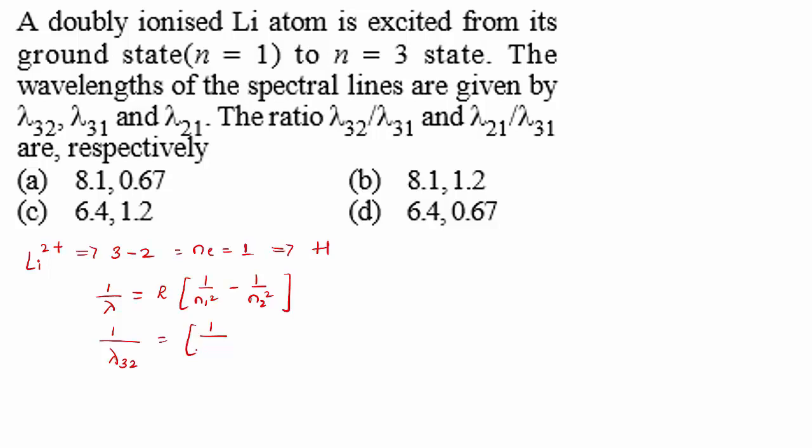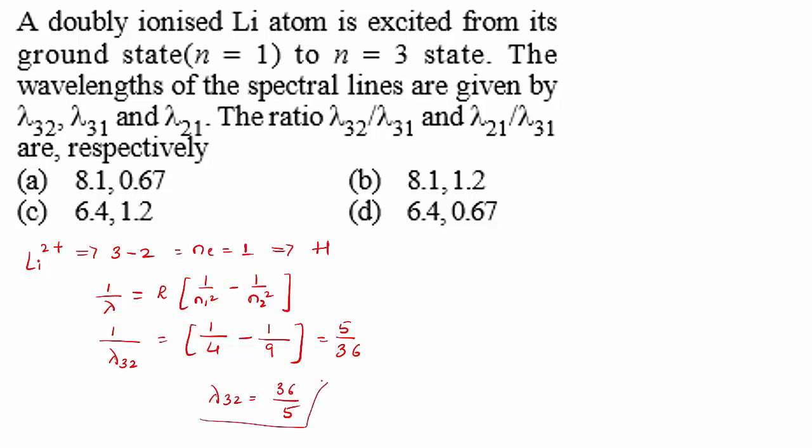3 to 2 means how to write the equation? The initial value n1 is 2. 2 square will be 4, minus n2 value is 3, so 3 square is 9. 1 by 4 minus 1 by 9. Calculate this value, we will get 5 by 36. So lambda 3 2 will be equal to 36 divided by 5.